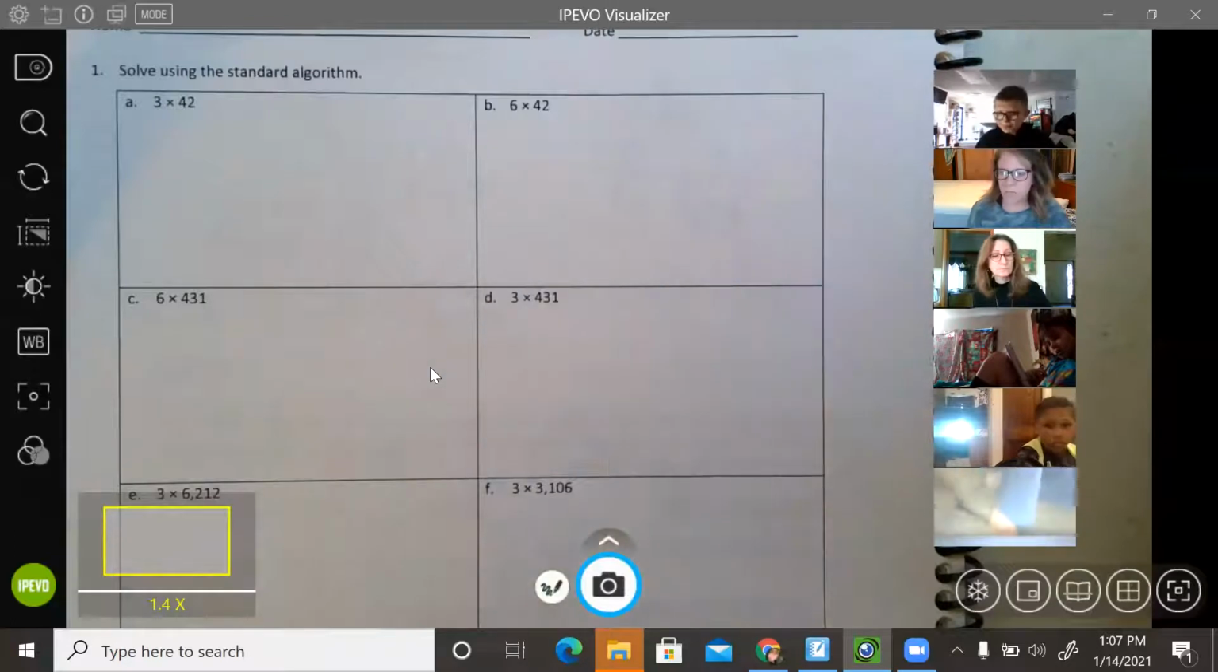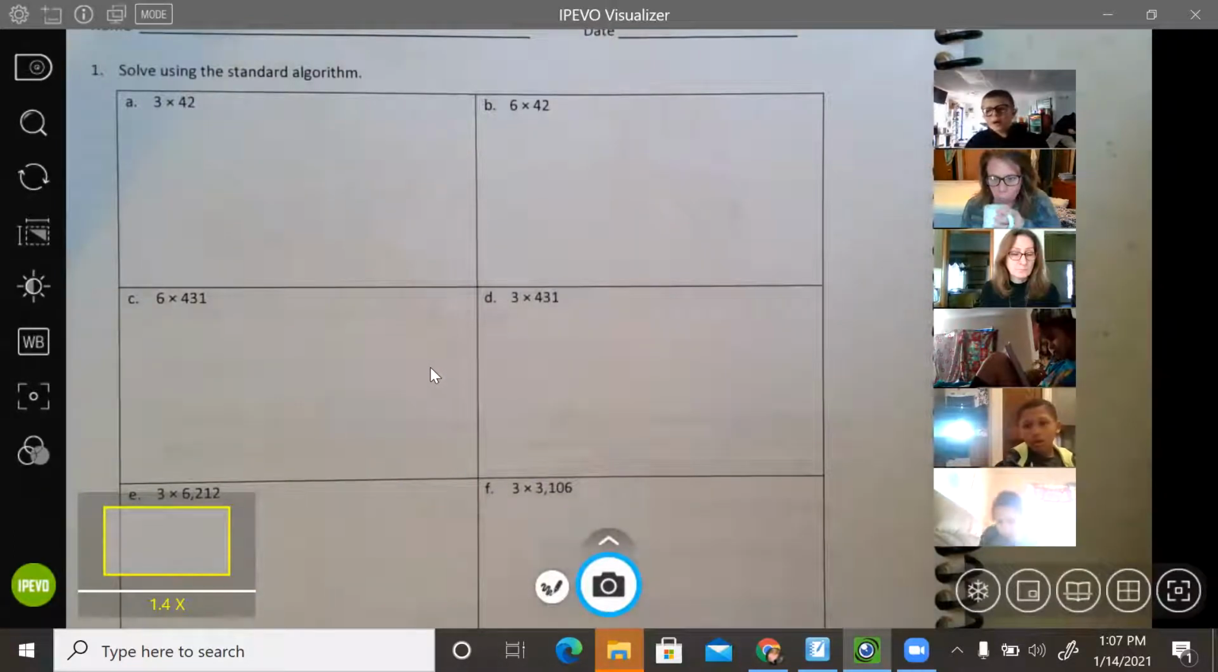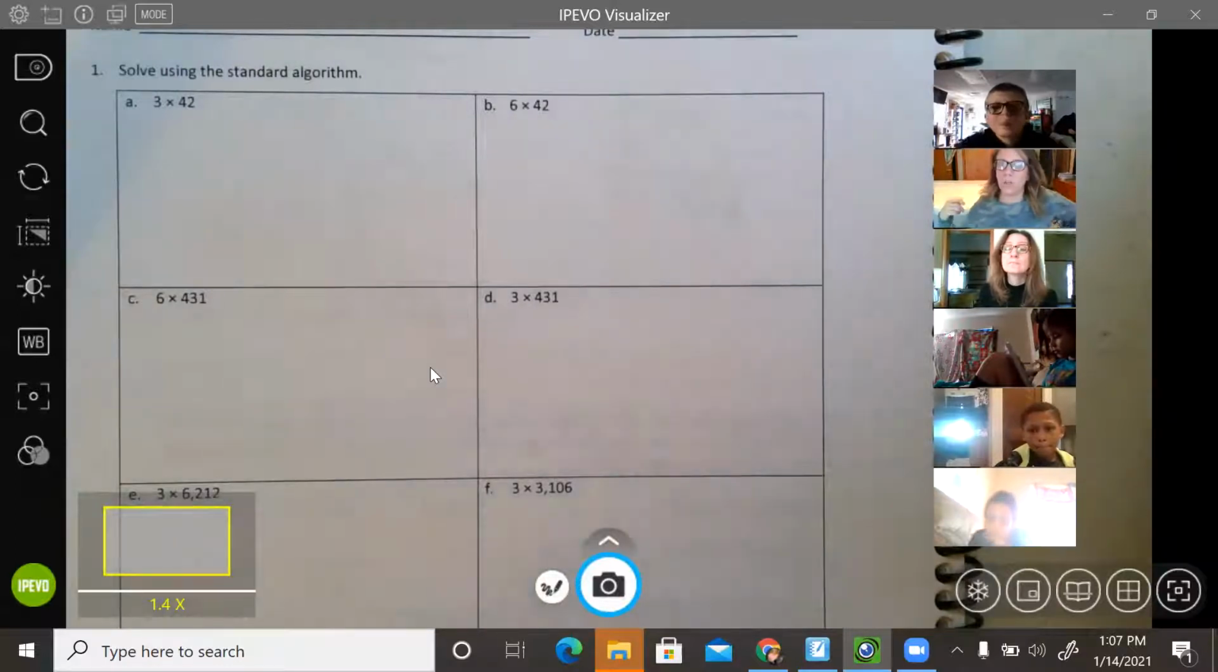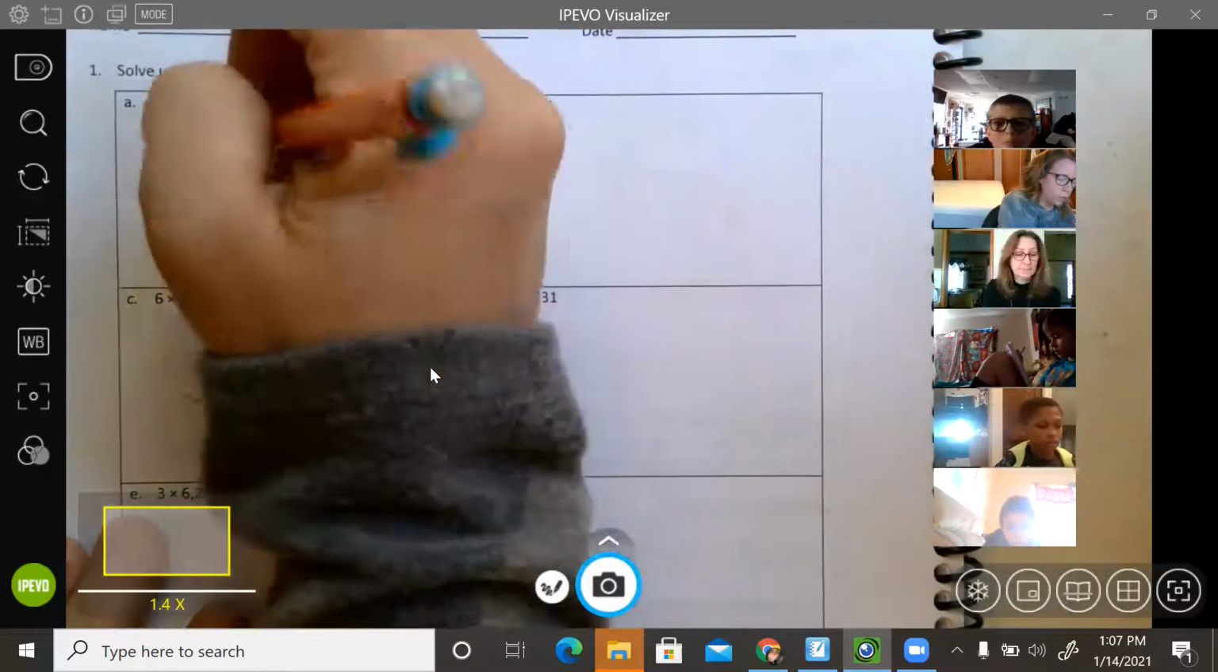Noah, do you remember what the standard algorithm is? No. Is that the one that we draw the work bar for, or we don't draw the work bar? Draw a work bar. That one's partial products. This is the one where we don't need to draw the work bar. So let's go ahead and write.